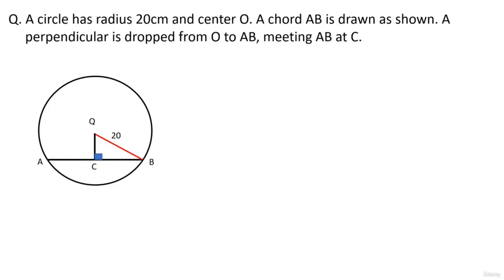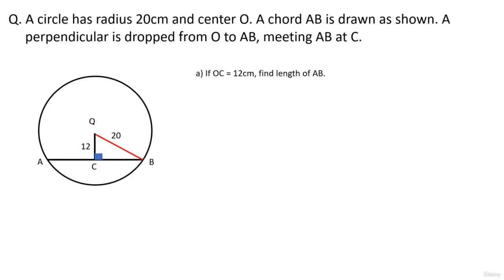So first question is, a circle has radius 20 centimeters and center equals to O. A chord AB is drawn as shown. A perpendicular is dropped from O to AB, meeting AB at C. Okay, so we have been given the radius of circle is 20 units and perpendicular from center is O. We have to find, if OC is given as 12 centimeters, then we're supposed to find the length of AB. All right, very simple question, guys.